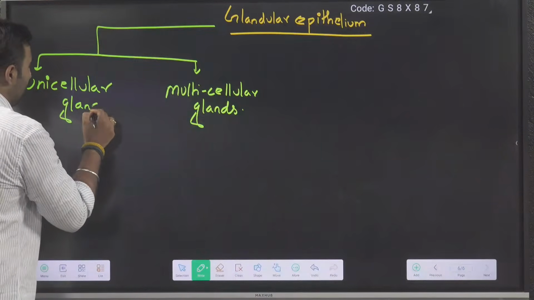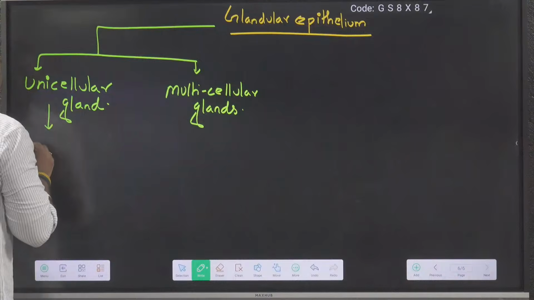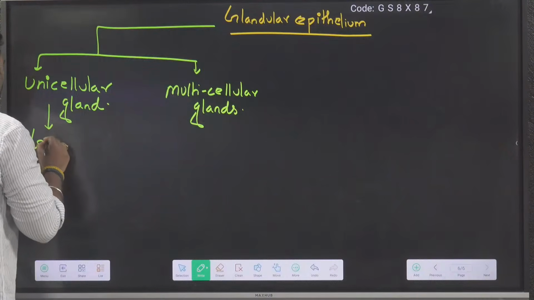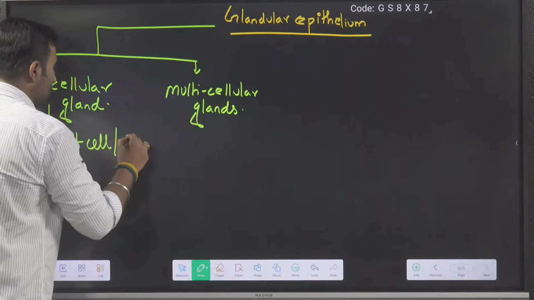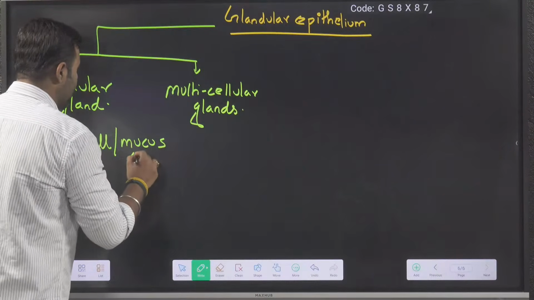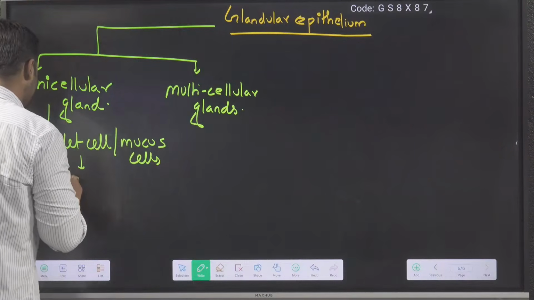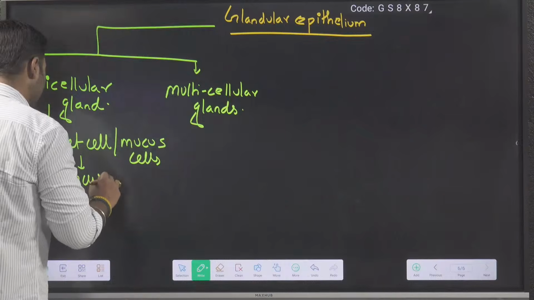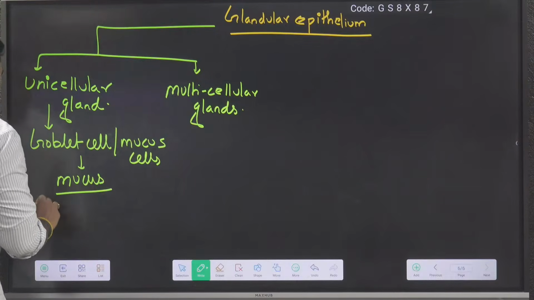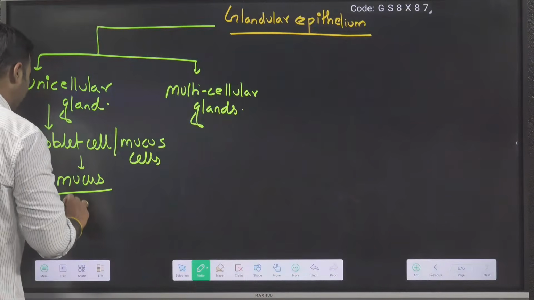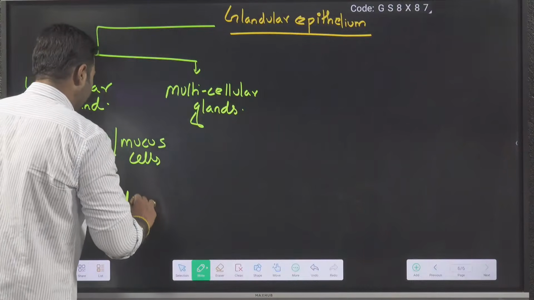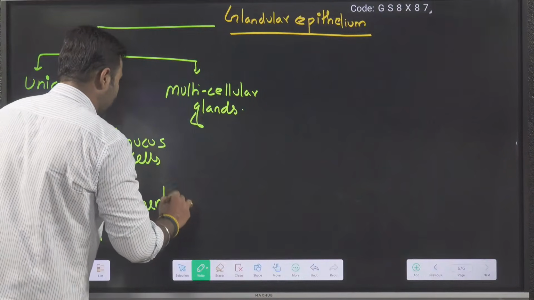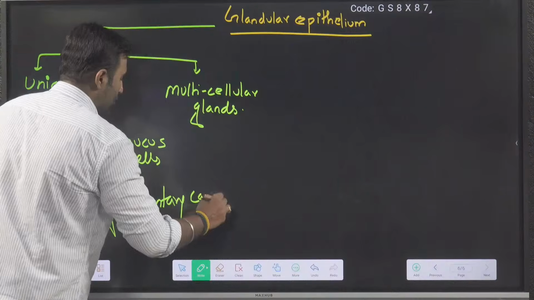In unicellular glands, the best example we will study is goblet cells, the mucus producing cells. For example, they line your alimentary canal, that is your digestive tract. Yes or no, guys?